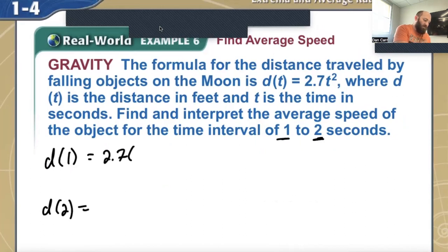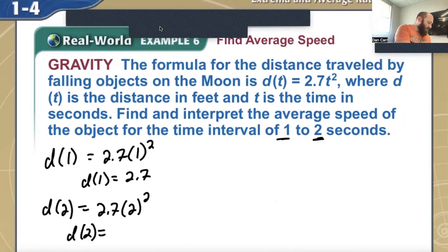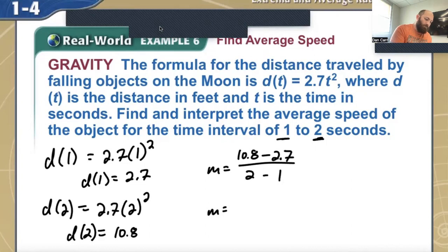So it's going to be 2.7 times 1 squared and 2.7 times 2 squared. So d(1) is just going to come out as 2.7, and d(2) is going to come out as 10.8. That means my slope is going to be 10.8 minus 2.7, over 2 minus 1. I do that, and I'm going to get 8.1 over 1.